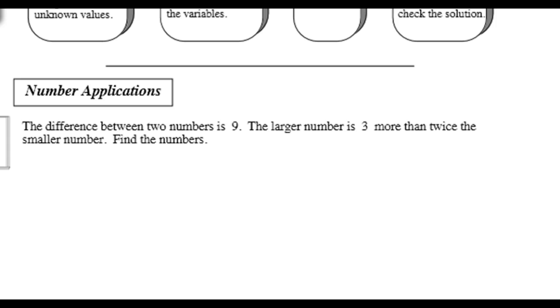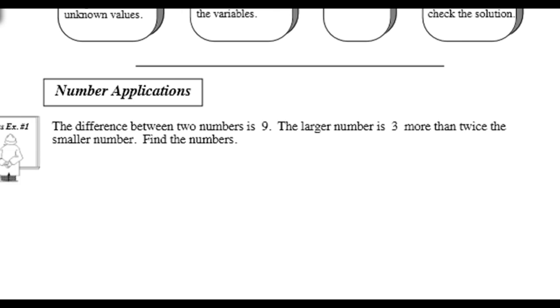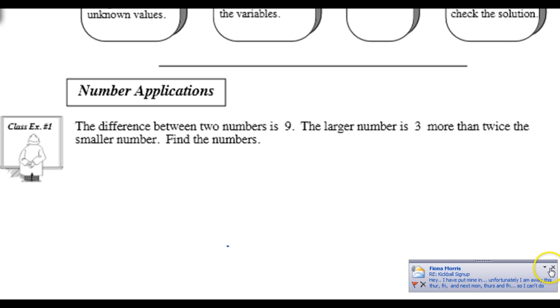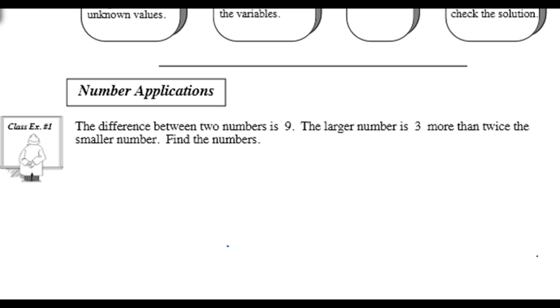So the first type of problem that you're going to come across are just number problems that don't really involve any real life examples. So for example, we have example number 1 here. The difference between two numbers is 9. The larger number is 3 more than twice the smaller number. So you need to convert these two sentences into two equations basically, and then go ahead and solve that system.